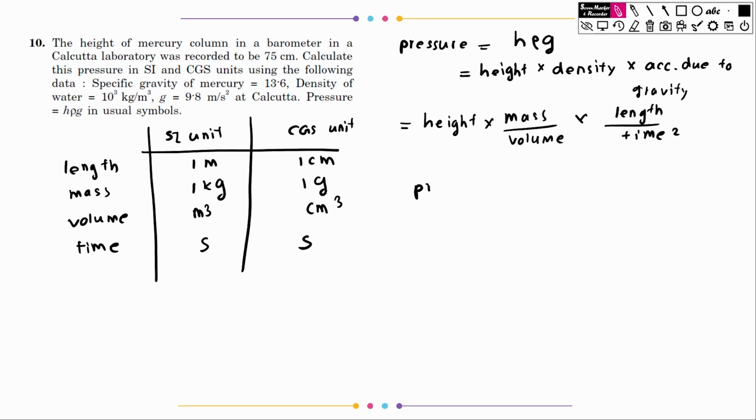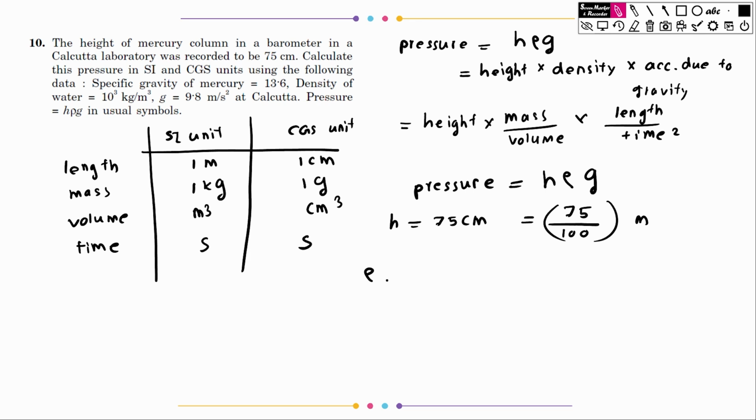Now again we'll write the formula for pressure, which is H rho G. First we have to express it in SI system. The problem has given height as 75 centimeter, which is in CGS system. Therefore in SI system it will be 75 divided by 100 meter. Then comes rho, that is density of mercury. The problem has given density of water and it has told the specific gravity of mercury. Therefore, density of mercury will be 13.6 times 10 power 3 kg per meter cube.